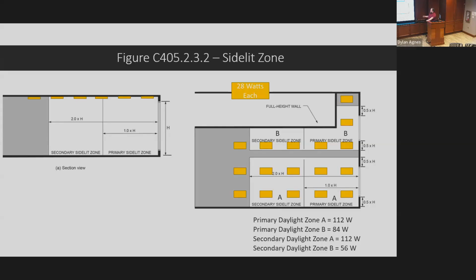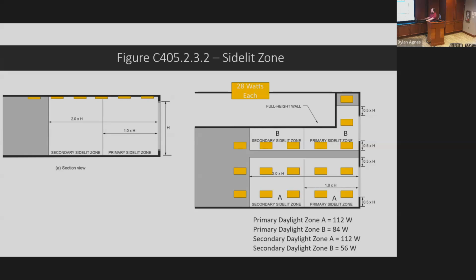Okay. But so in our primary daylight zone A, we got 112 watts. That's greater than 75. So we will need a photo control sensor in here to control these lights. And then secondary daylight zone A is also 112 watts. But when the text didn't say secondary, it said side lit zone. So it's including both. So together we have 224 watts. So this will also need a photo control sensor. They'll be controlled separately. So 1 photo control, 2nd photo control. I know a lot of you are not going to like that.